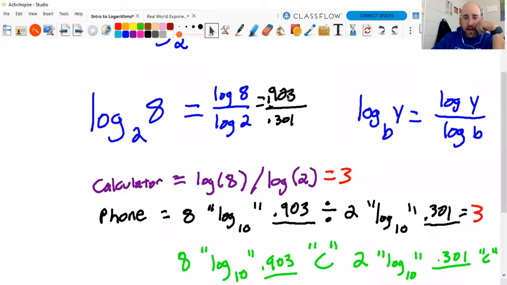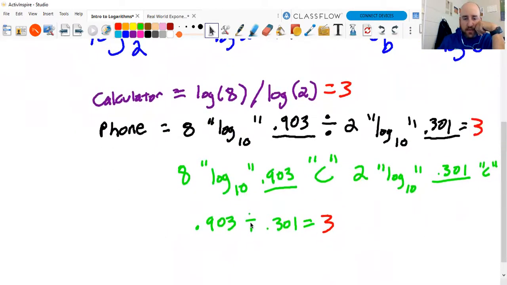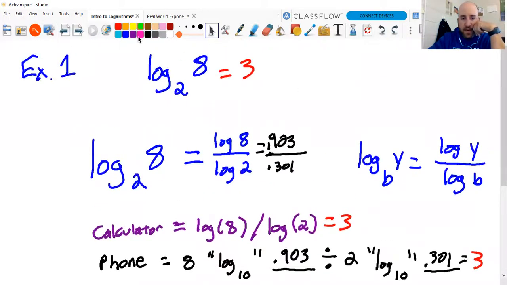Go ahead and write it in your numerator. Hit clear. Do 2 log 10 to get 0.301. Put it in your denominator. Hit clear. And then do 0.903 divided by 0.301. You still get 3. All right. So there's my answer. And again, if you want to check it, this is now how your check has to look.